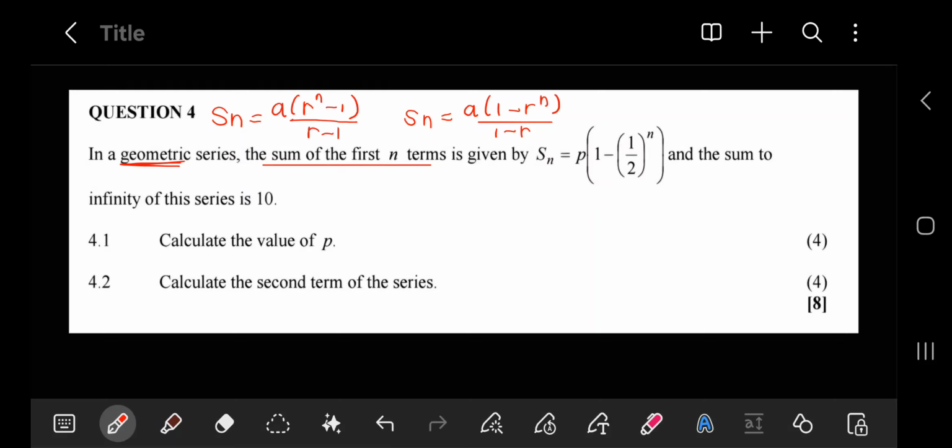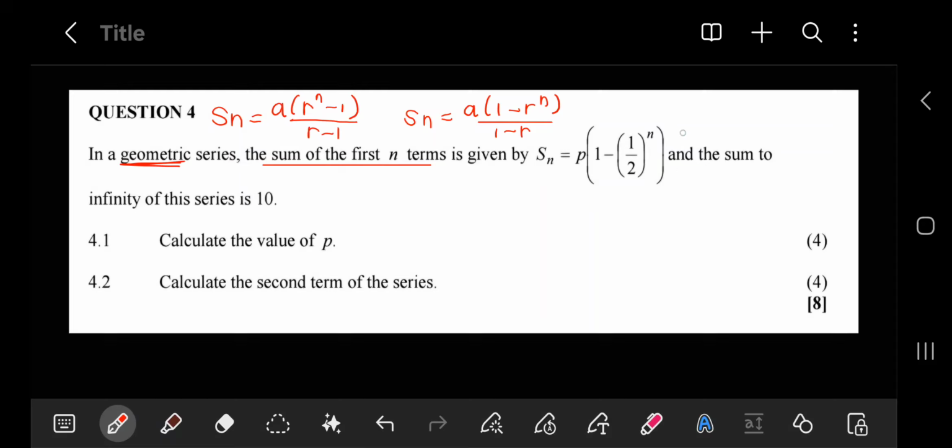So the first thing you might be thinking is, shouldn't we be using one of these formulas? And the answer to that is yes, we should. But instead, what they've done is they've given us a formula for Sn where they have already simplified, and they've got it in terms of p.